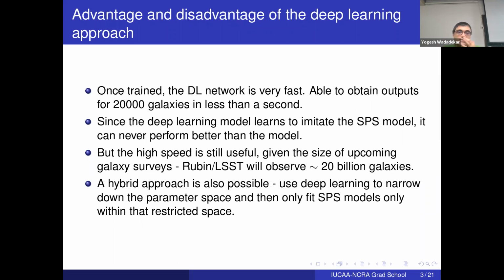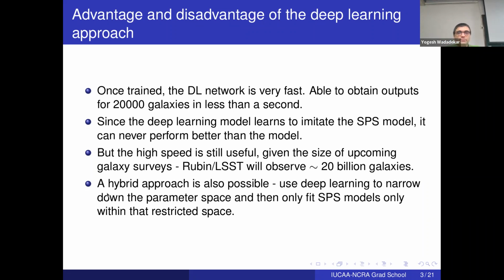But the high speed is still useful, given the size of upcoming galaxy surveys. So in Rubin LSST, for example, we will detect 20 billion galaxies, right? If you want to do it one by one, stellar population synthesis on all of them, it will take forever. At one galaxy a minute, okay, it will take 20 billion minutes to do this. So we don't want to do that.